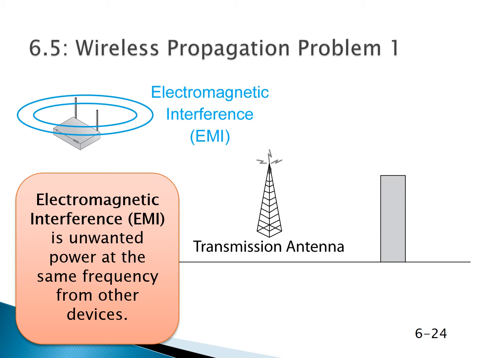So the first problem is what we call electromagnetic interference. It's called EMI. Basically, it's unwanted power at the same frequency from other devices. There are other people who are also using their Wi-Fi, and there are also other things in the environment that will affect your electromagnetic wave. There are other electromagnetic waves in the air, like from sunlight and light from different sources, and also other magnetic fields that can have some effect on your electromagnetic wave. But the most important one is the power at the same frequency from other devices, which will have a lot of effect on your signals.